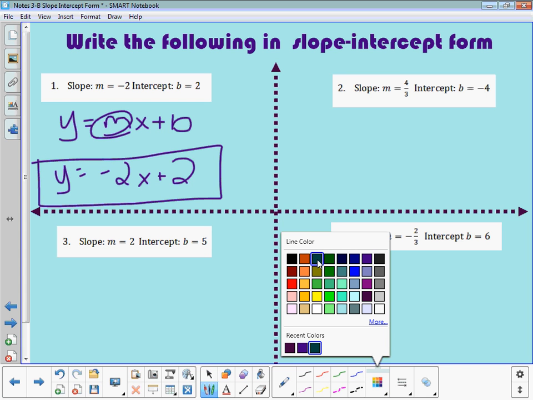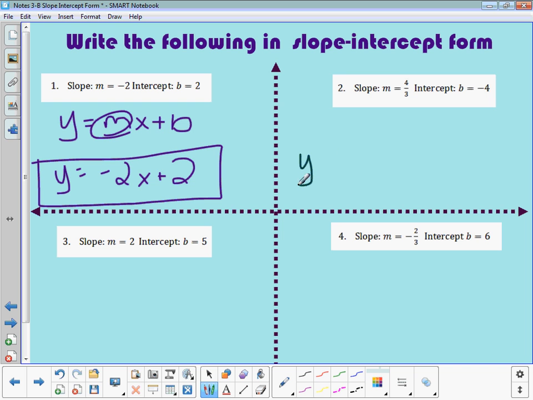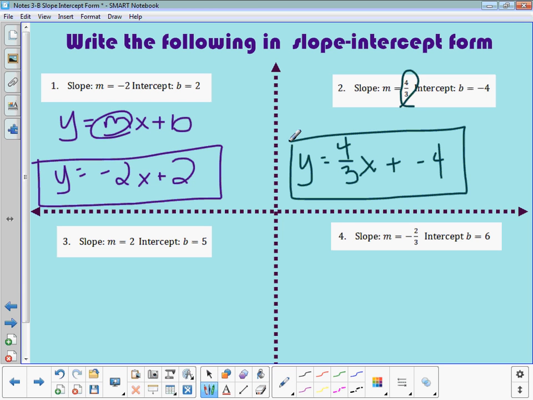Let's take a look at number 2. Same thing, y equals mx plus b. My y is going to stay in there. I'm going to take out the m, and I'm going to replace it with 4/3. X stays in there. I'm going to take out the b, and I'm going to replace it with a negative 4. So that's my slope-intercept form. Y is equal to 4/3 x plus a negative 4.